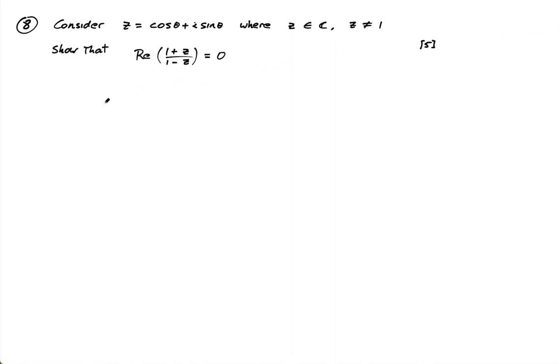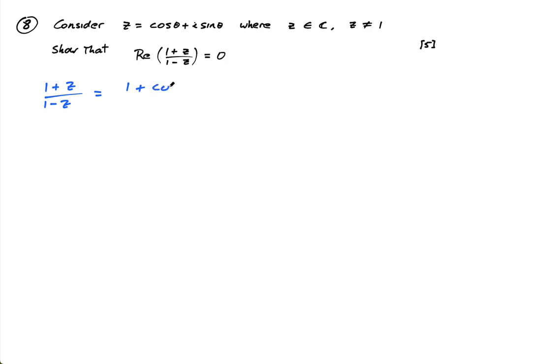Okay, question 8. Not easy, but not too bad for question 8. So firstly, we have a complex number z, cos theta plus i times sine theta, and we need to show that the real part of 1 plus z over 1 minus z is equal to 0. Okay, so firstly, let's start with 1 plus z over 1 minus z. What is that? Well, it's 1 plus this over 1 minus this.